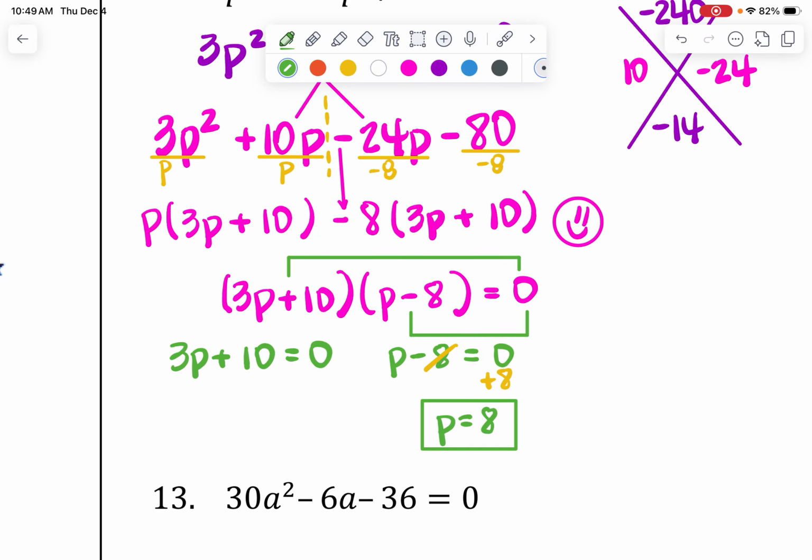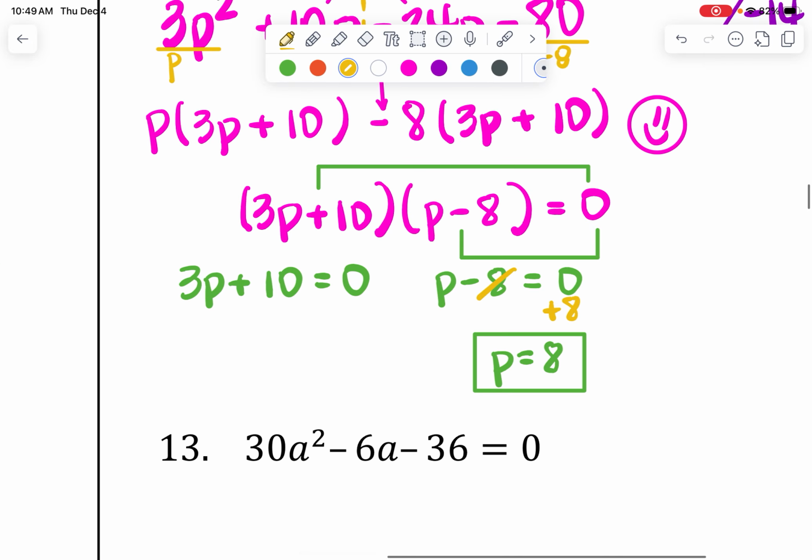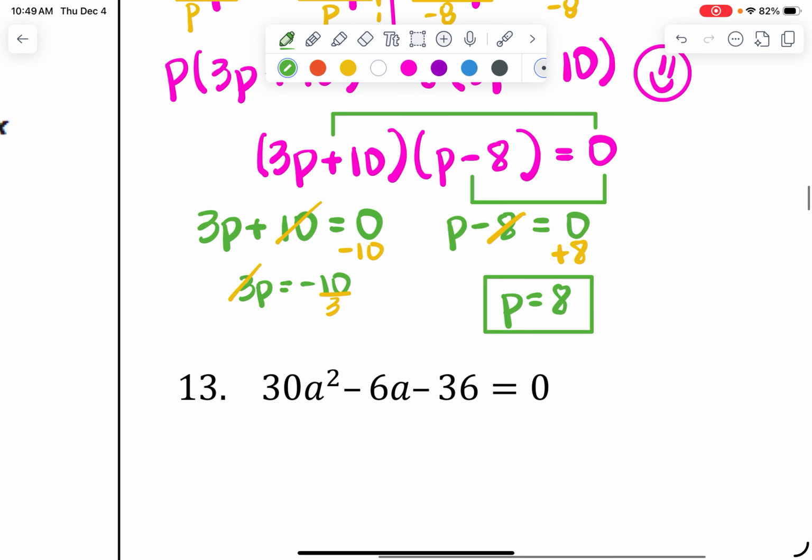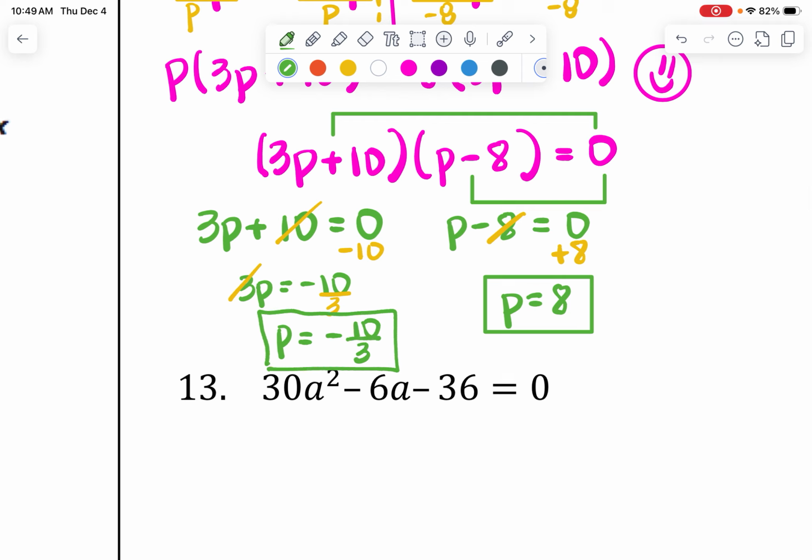Okay, but over here on this first one, we've got a two-stepper. So we've got to subtract the 10. So we're going to get 3p equals negative 10, and then we'll have to divide by 3 to get that 3 multiplier off the p. So I'm getting p equals negative 10 thirds. I barely fit that on there. Yikes.